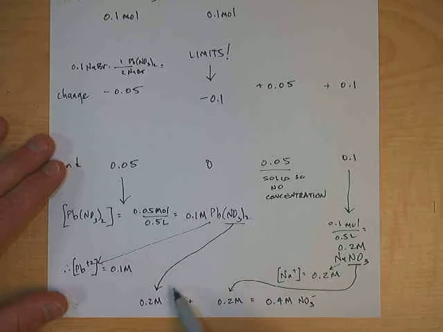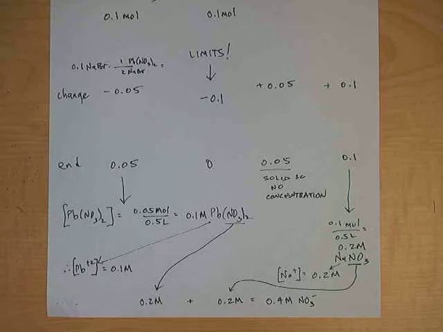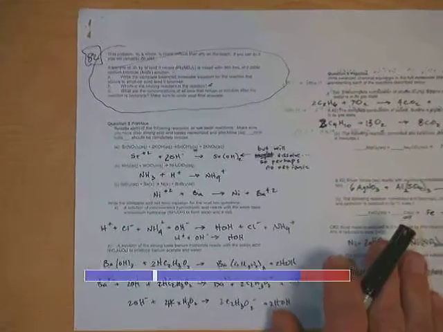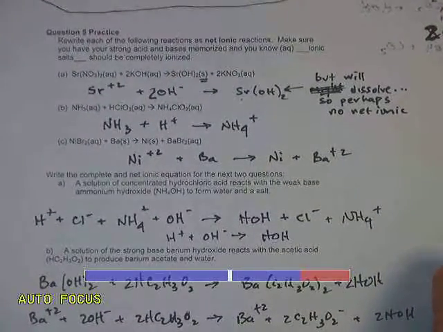Moles remaining divided by the liters of solution. This is a solid, so there's no concentration. And then you have to split them up into their ions. That's a difficult part right there, and you can see my answers. I won't spend a ton of time on that because that's not tested, that method on the test.